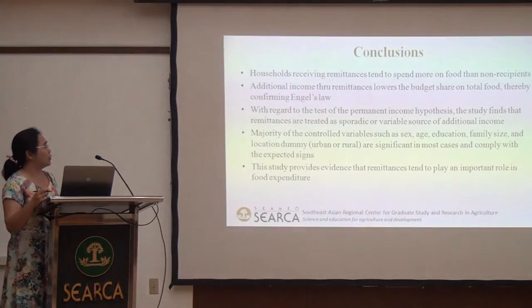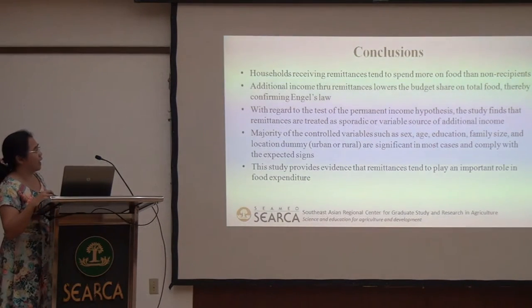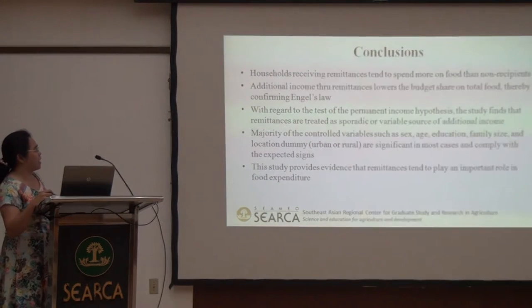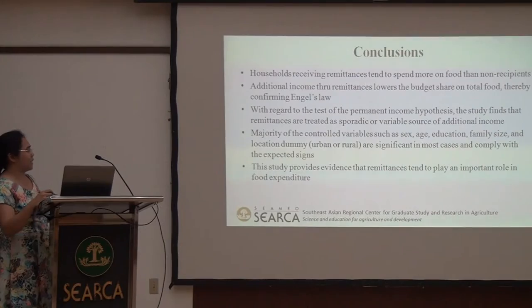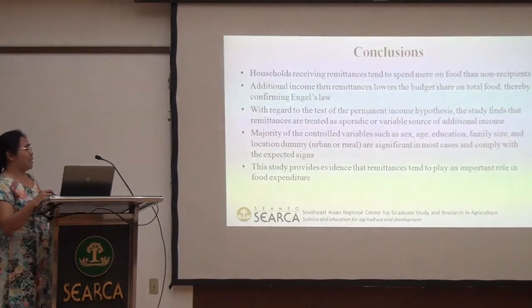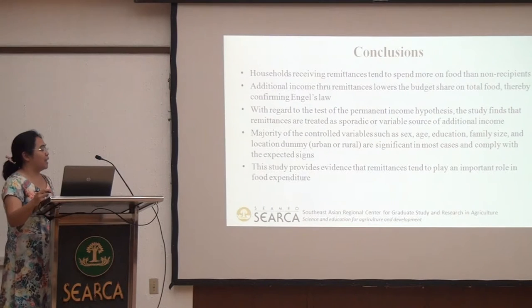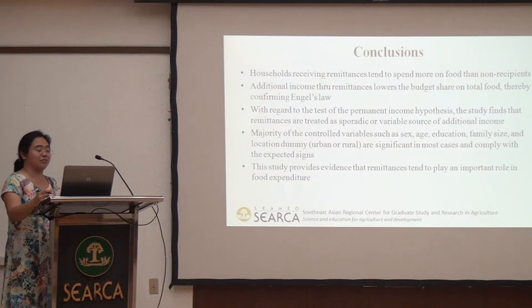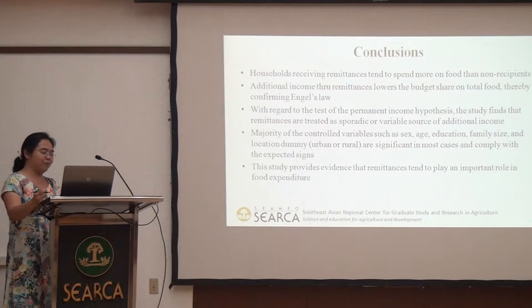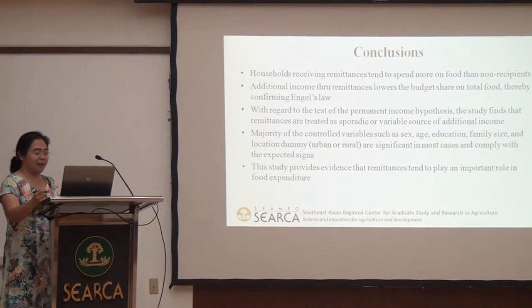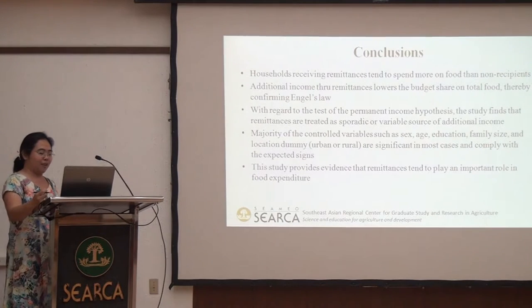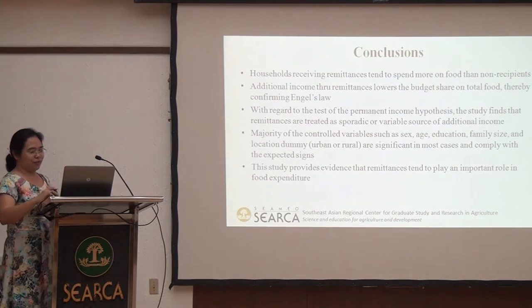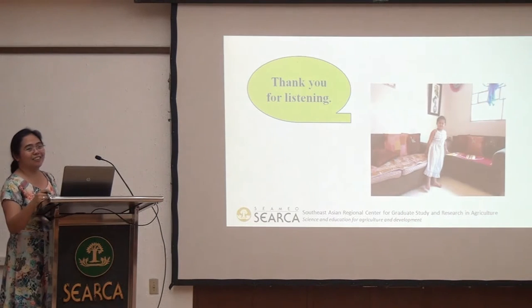And then the majority of the control variables such as sex, age, family size, a bit of education and a bit of location dummy are significant in most cases and comply with expected signs. This study provides evidence that remittances tend to play an important role in food expenditure. Thus, by continuously providing incentives to promote the flows of transfers among recipient families effectively and efficiently, will aid them to further maximize their utility, especially for the nutritious foods. That's the end of my presentation. Thank you for listening.